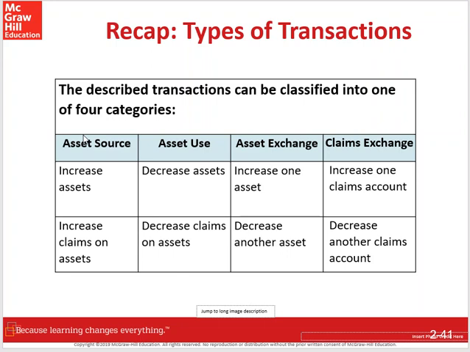And then a claims exchange is when we're pushing numbers around on the right side of the equation, the liabilities and owner's equity side of the equation. An example of that would be when we make the adjusting entry to turn our unearned revenue into real earned revenue. So it's moving from being a liability into being revenue, which is going to increase retained earnings. So liabilities would go down while retained earnings go up.